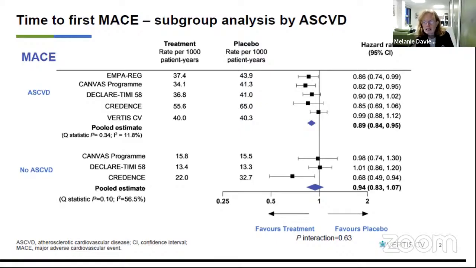So really the message is in terms of reducing a three-point MACE or atherosclerotic cardiovascular disease, there's a benefit in people with established disease with SGLT2s, although there is surprisingly some heterogeneity across the class. The data we see with empagliflozin and canagliflozin, and to a certain extent dapagliflozin, we really don't see with ertapagliflozin.